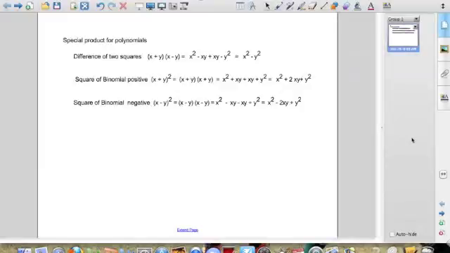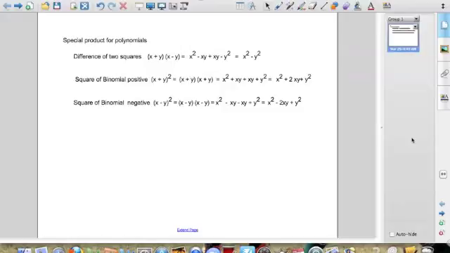We have some special products for polynomials. We have the difference of two squares. When you take x plus y times x minus y, you get x squared minus y squared, where the middle term cancels out because the outside is negative and the inside is positive, so the middle term cancels out.